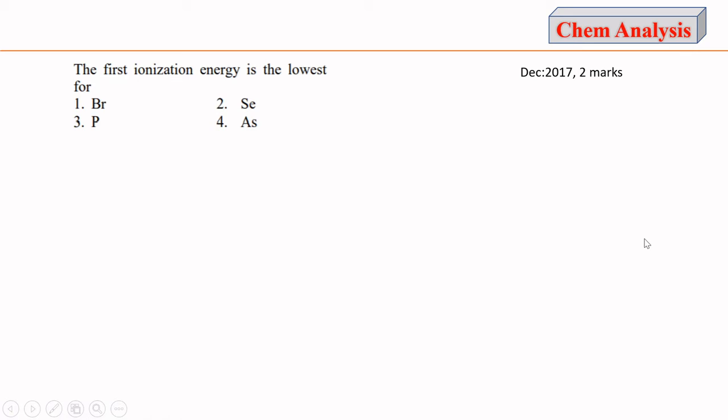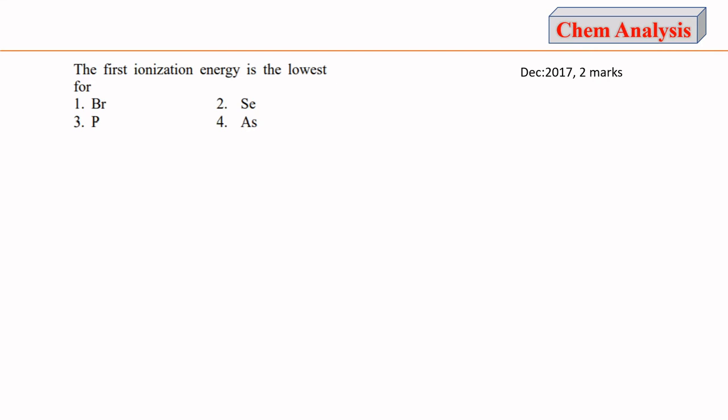Now next question, it is a very important question. We have to identify the lowest first ionization energy from this given species. Now before going to solve these questions, let us know some important points regarding ionization energy. Ionization energy is the minimum amount of energy required to eliminate an electron from the valence shell of an atom.